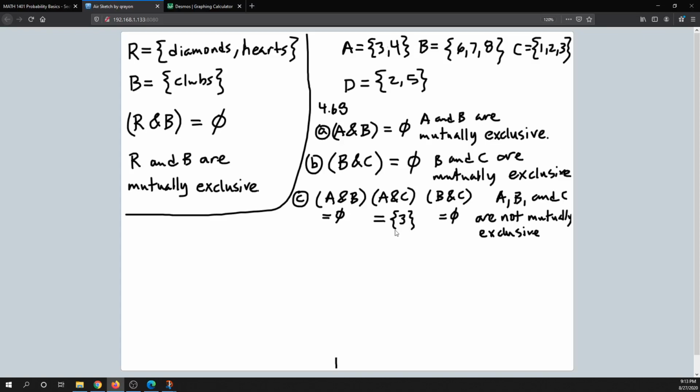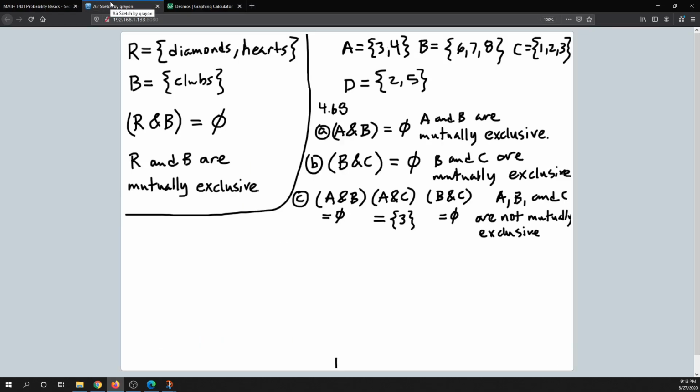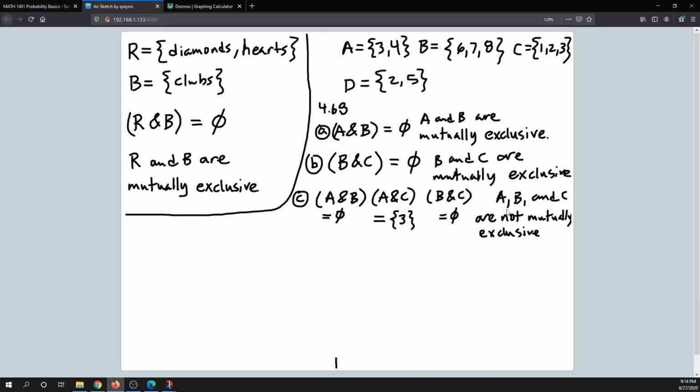All right, so A and C can happen at the same time, that is, a long shot wins, or one of the favorites wins, and also at the same time the horse's number is at most 3, so 1, 2, or 3. That can happen at the same time if number 3 wins. And so because this isn't empty, we would say that A, B, and C are not mutually exclusive.